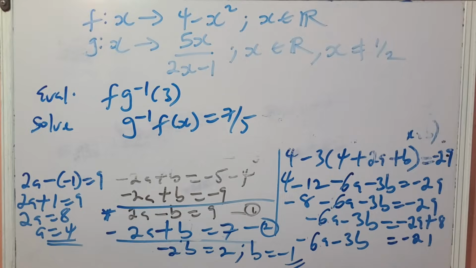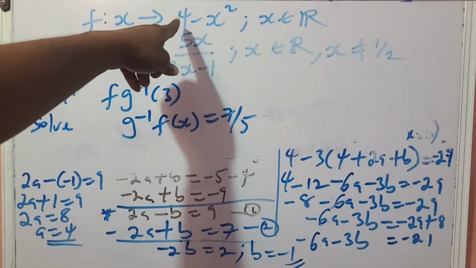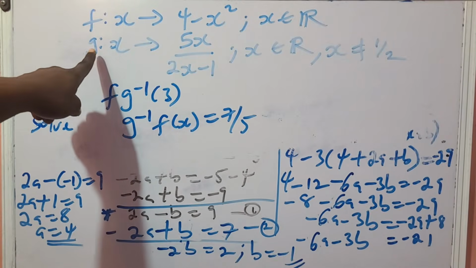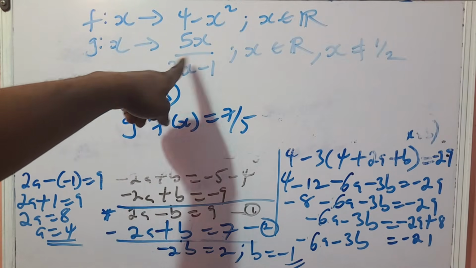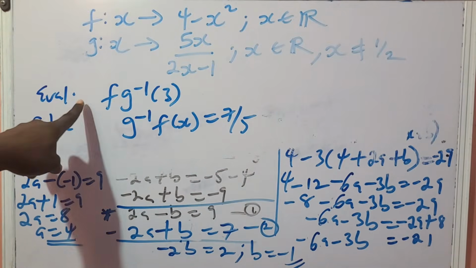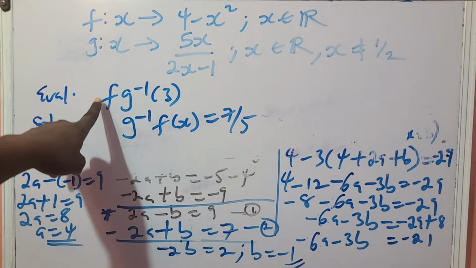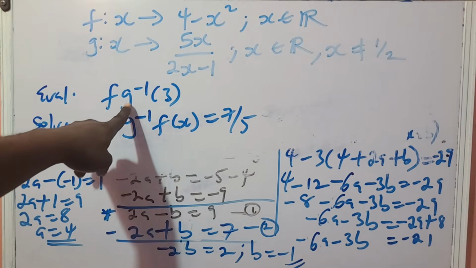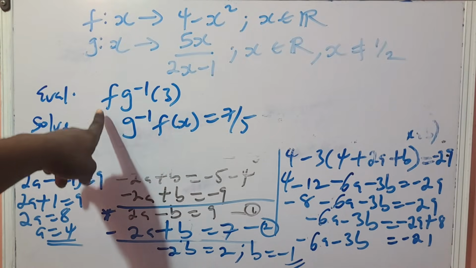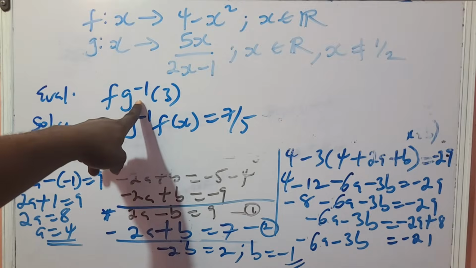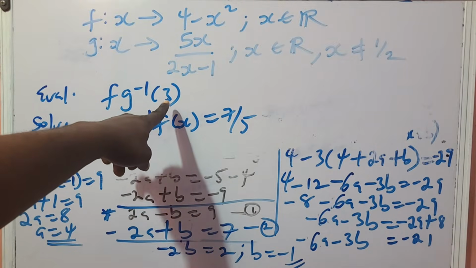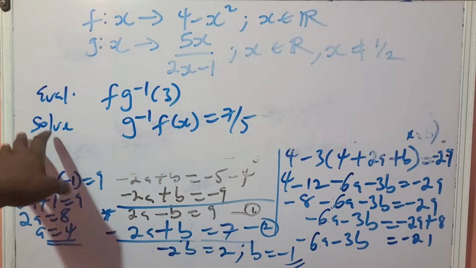Look at the function we have here. We have the function 4 minus x squared for the function f. And for the function g, we have 5x over 2x minus 1 for function g. Now, we're told to evaluate, the first question is to evaluate f g minus 1. That means the composite function where the parent was f, the child was g inverse. So we have our x argument as 3. And then we're also to solve this equation.